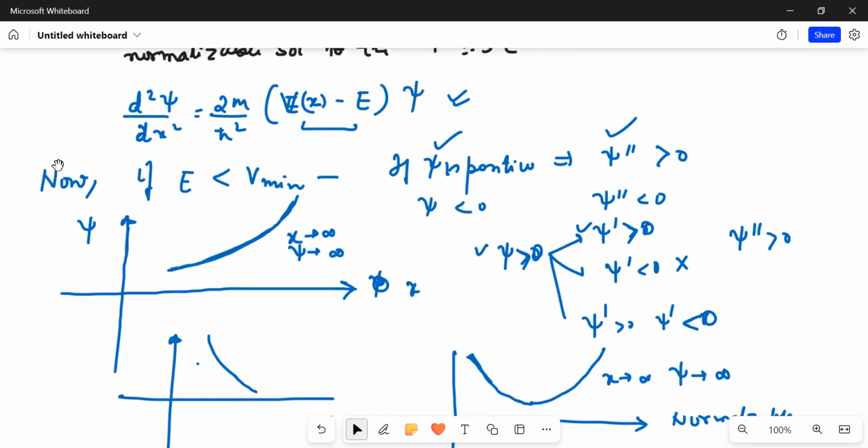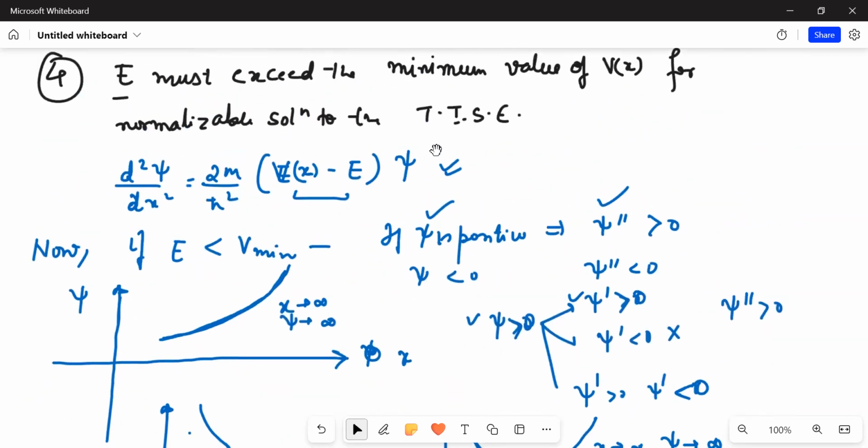So this particular time independent Schrödinger equation will not yield a normalizable solution when E is less than V minimum. In order to have a normalizable solution to the time independent Schrödinger equation, E must exceed V minimum. I have discussed this qualitatively with you. These may not come directly in the examination, so kindly keep a good preparation of this topic.